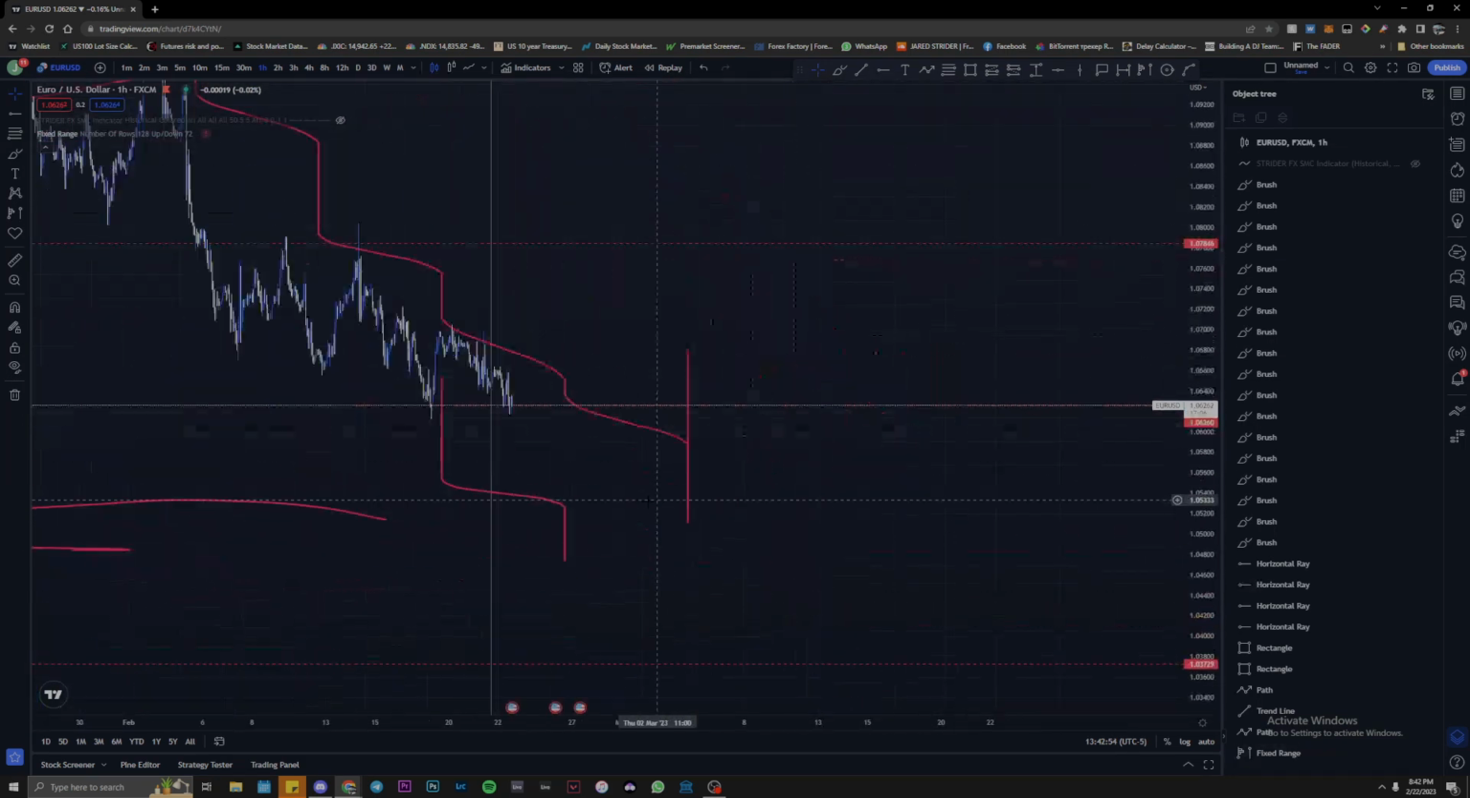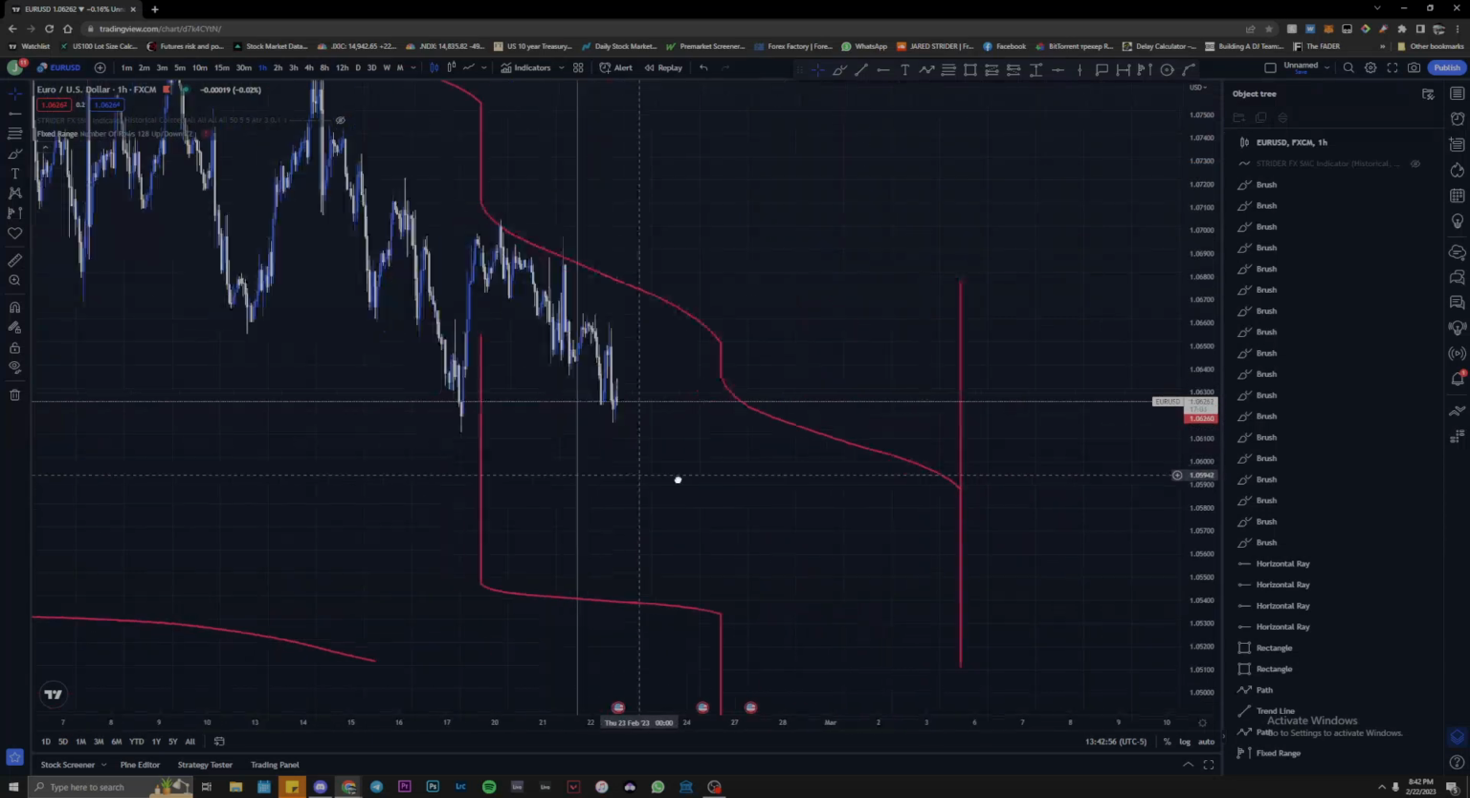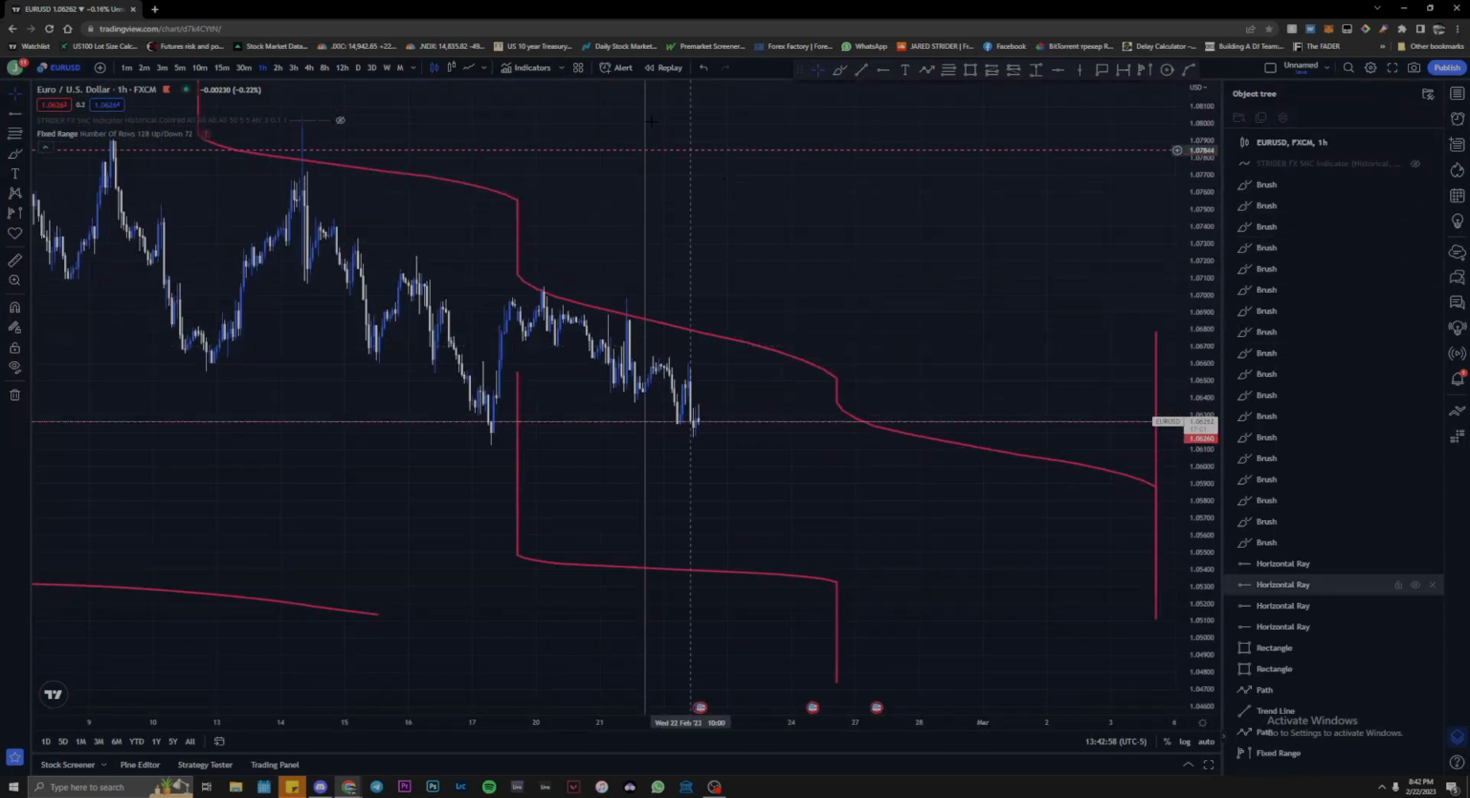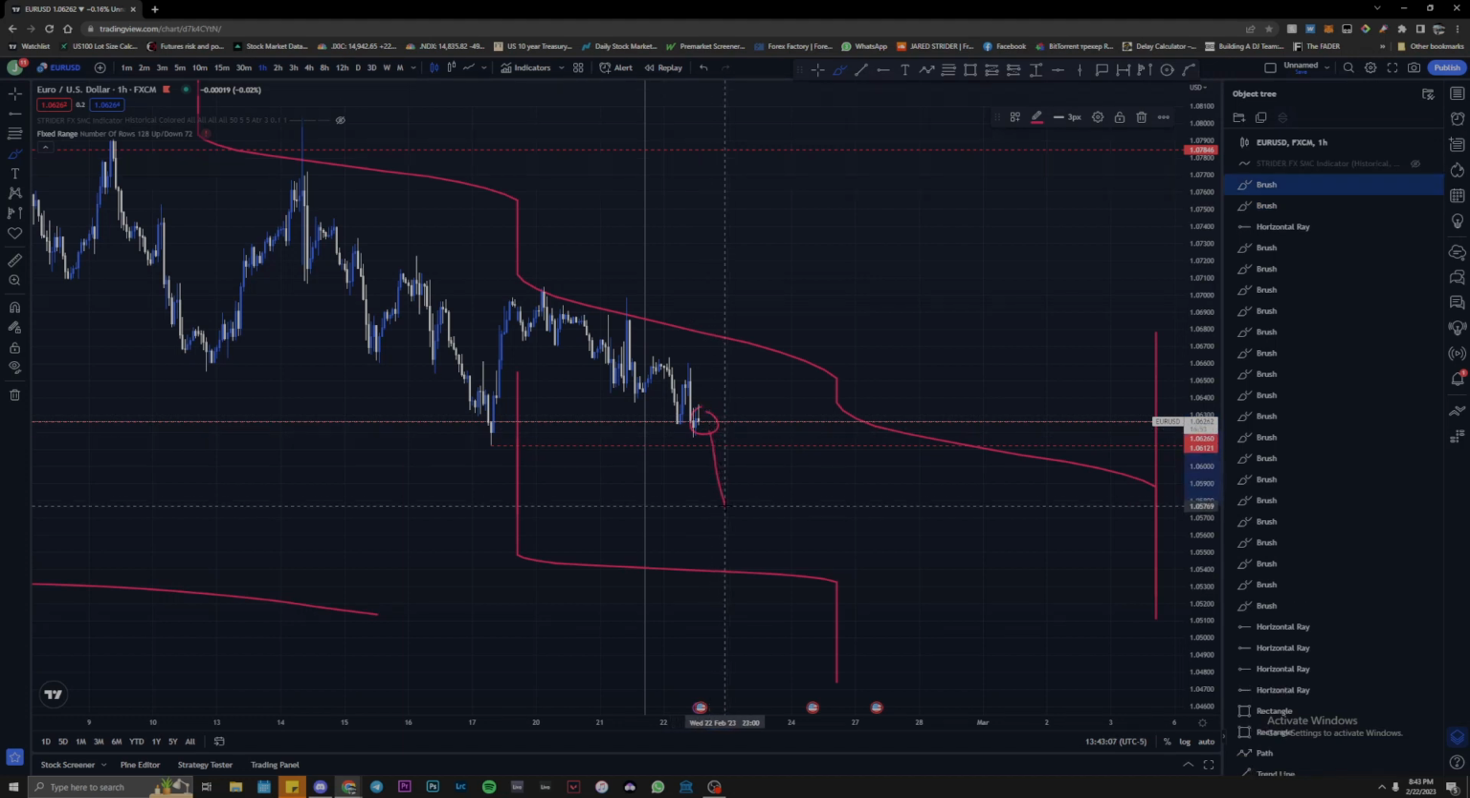So what could we look for then on Euro USD? I want to see this low get broken, and then I'm going to look at what candle here caused that break or to retrace, and then here I'm going to go short again.